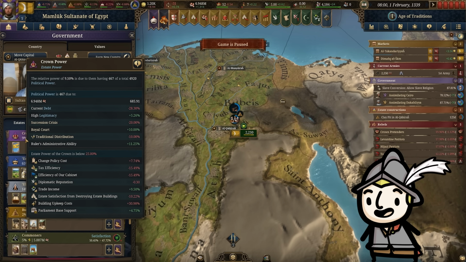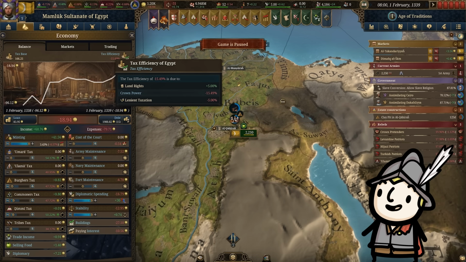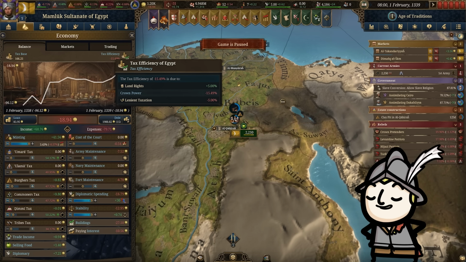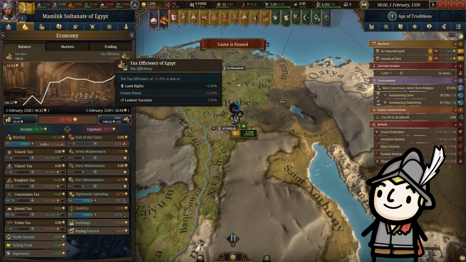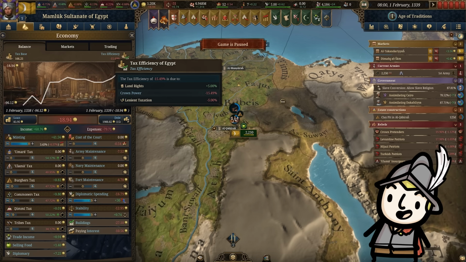We've already talked about crown power a lot. Low crown power, super bad. And that ties back into tax efficiency. Tax efficiency and trade efficiency are extremely powerful modifiers, and having such a massive malus to these from our low crown power is doubly bad. Our crown power being under the threshold of 25% and the succession crisis we're currently in are the two biggest issues our country is facing right now.